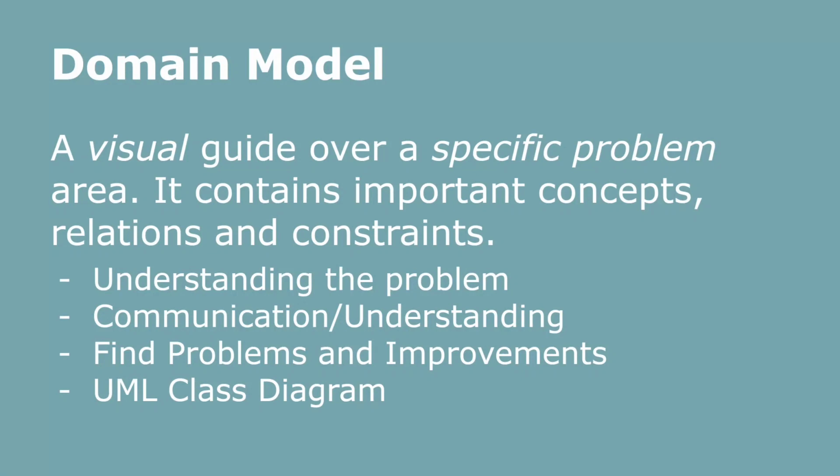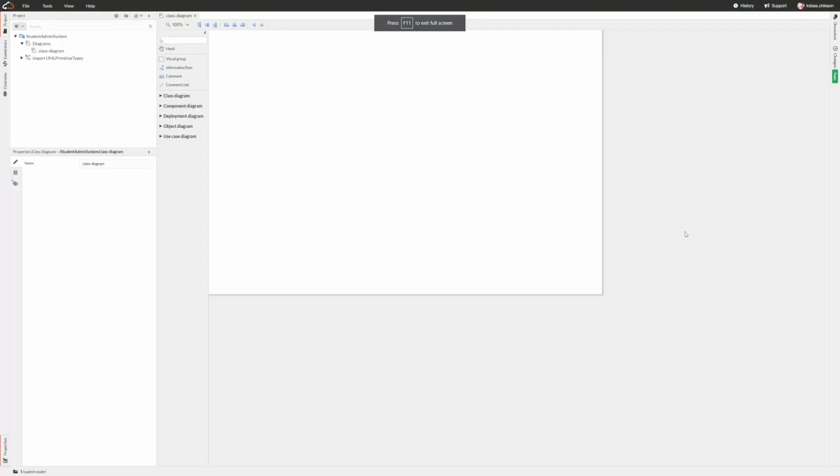To visualize and communicate the domain model, we use a simple form of UML class diagram. We will have classes, we will have associations between the classes. The associations will have names, and they will have these multiplicities. So let's take a look at a quick example of a domain model.